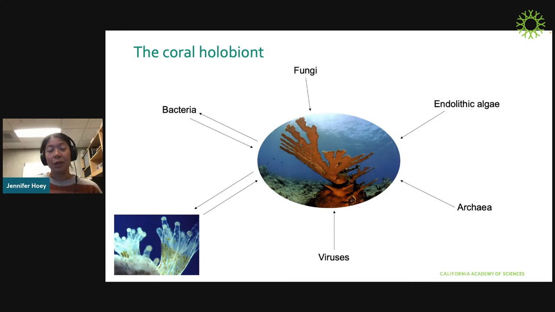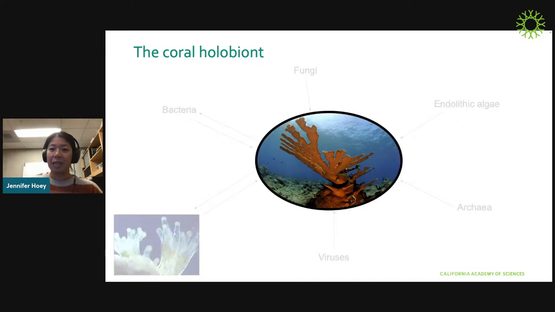And so as we study and learn more and more about corals, we're learning that there are other organisms that also play a role in coral health. So all of these different organisms together, the coral host, the algae, also bacteria, fungi, endolithic algae, archaea, and also viruses, these all form an assemblage. And we call this the coral holobiont. And so it's these interactions between all of these players in the holobiont that help impact and influence coral health, and then also the health of the reef.